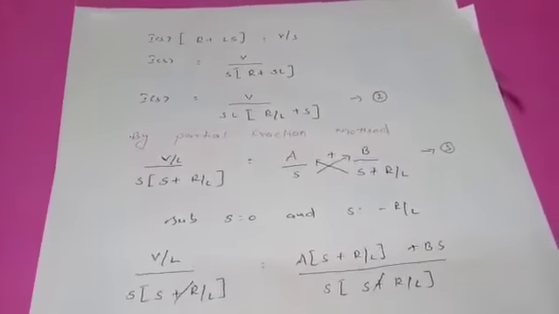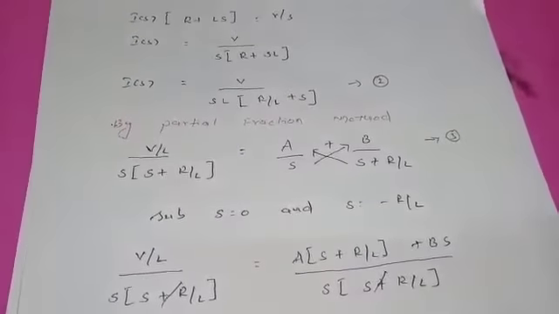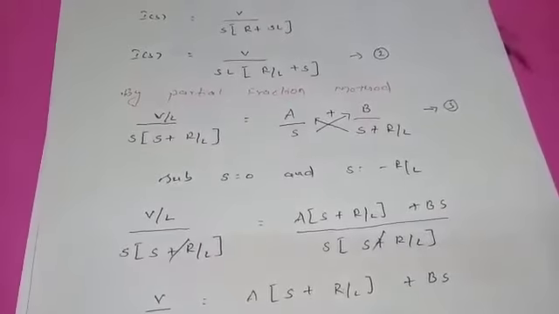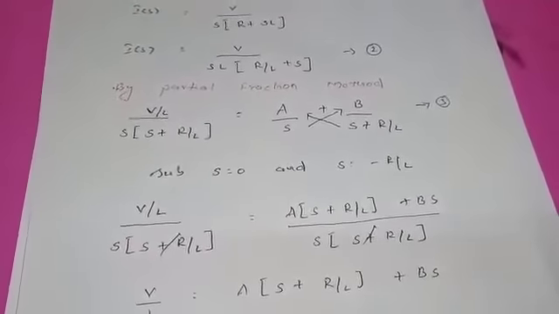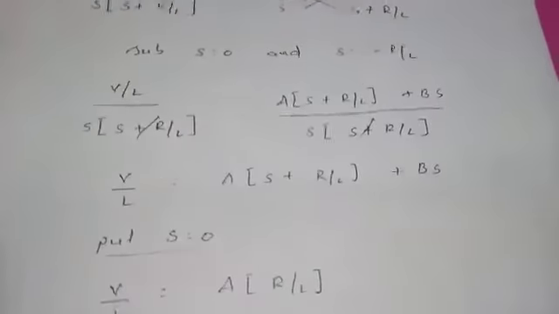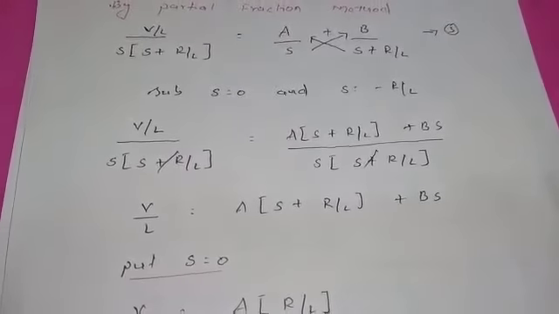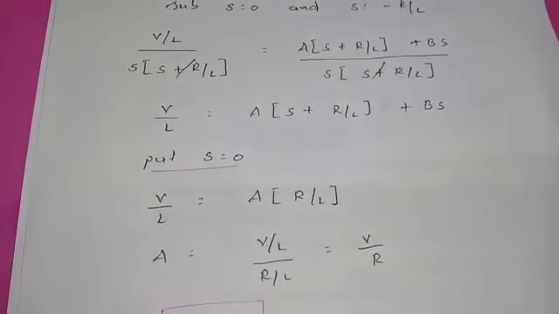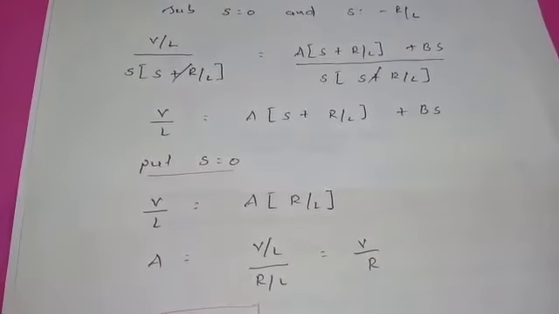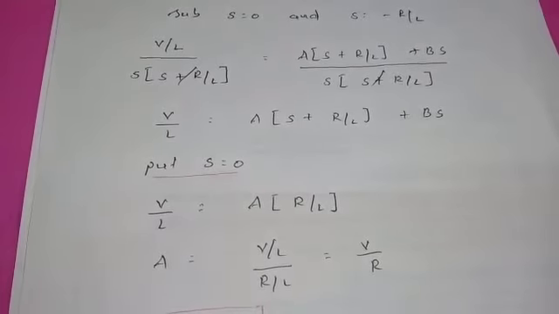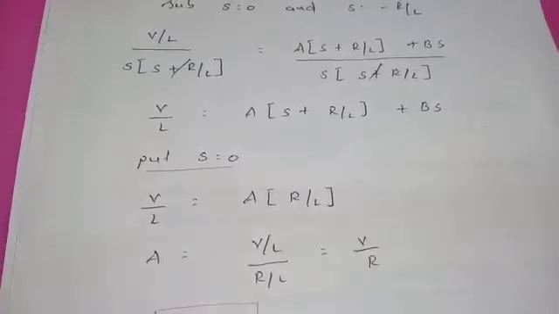By cross multiplying, A into S plus R by L plus B S, we get the following equation: V by L divided by S into S plus R by L is equal to A into S plus R by L plus B S, all divided by S into S plus R by L. In both sides we have the term S into S plus R by L, so by cancelling that, we get V by L is equal to A into S plus R by L plus B S. Substituting S is equal to 0, the B term gets cancelled because only an S term is there in B, and we get V by L is equal to A into R by L when S is taken as 0.